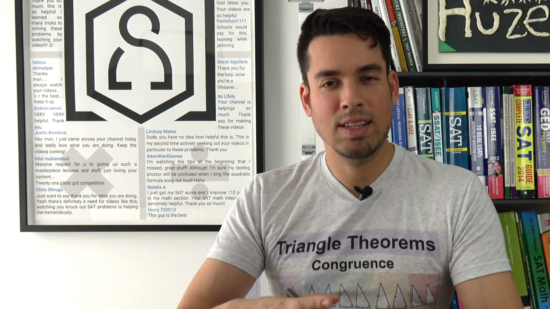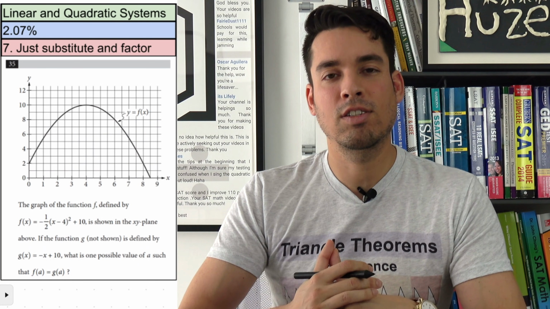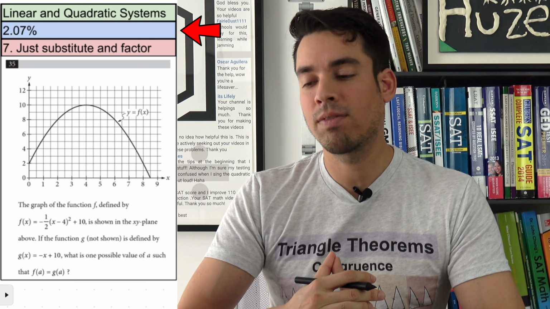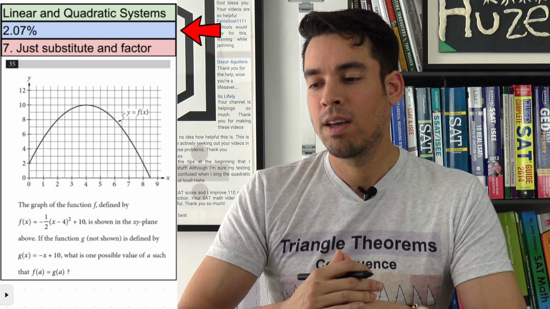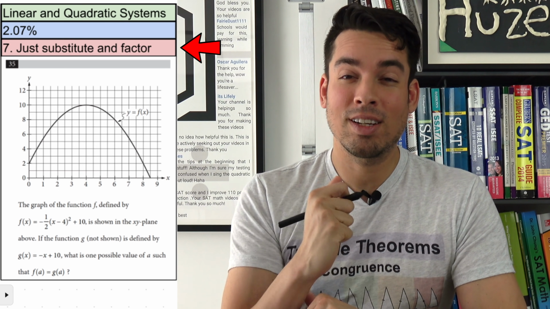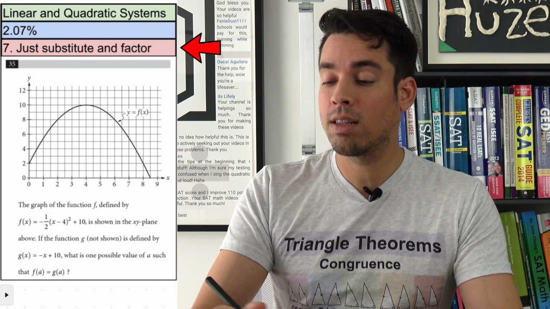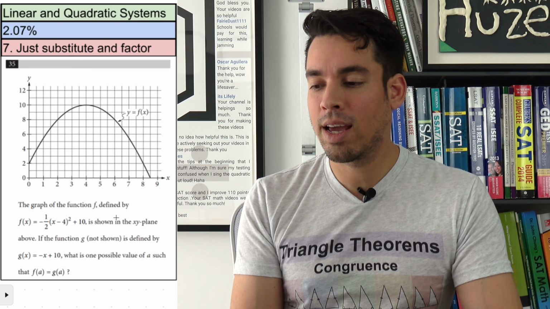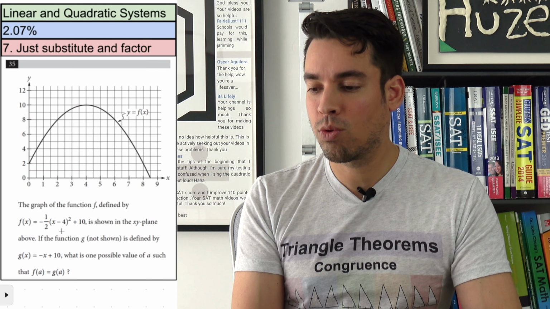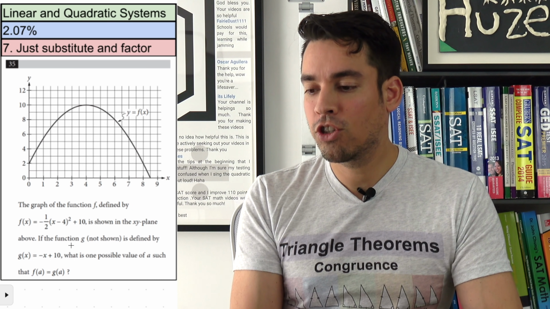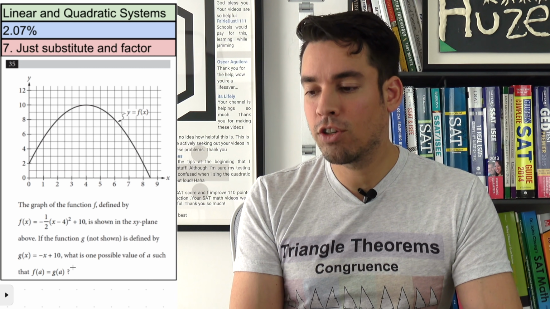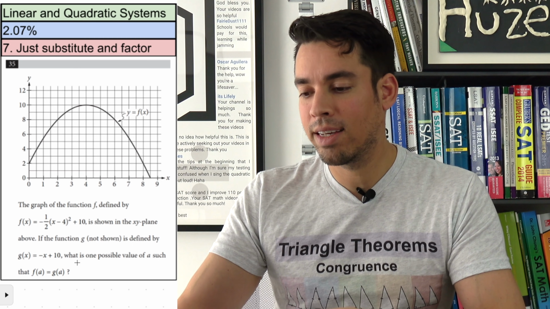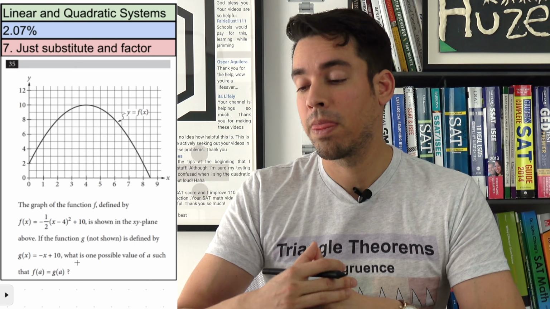The next category on the list is linear and quadratic systems, which makes up 2.07% of the math content. And here the tip is very simple: just substitute and factor. And I love this category, by the way. So let's go ahead and check it out. It says the graph of the function f defined by this quadratic is shown. If the function g equals this nice linear function, what is a possible value of a such that f of a equals g of a?